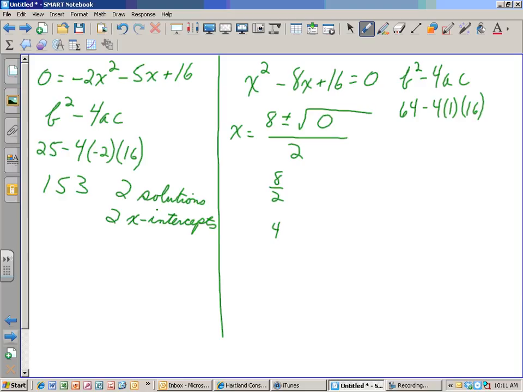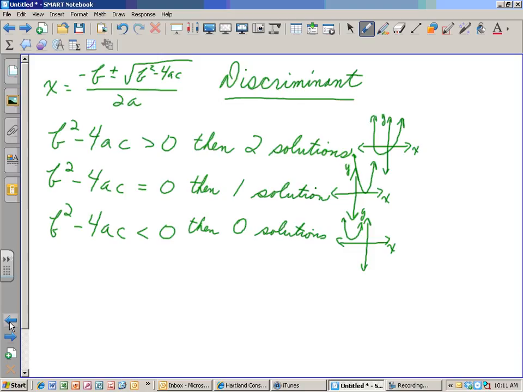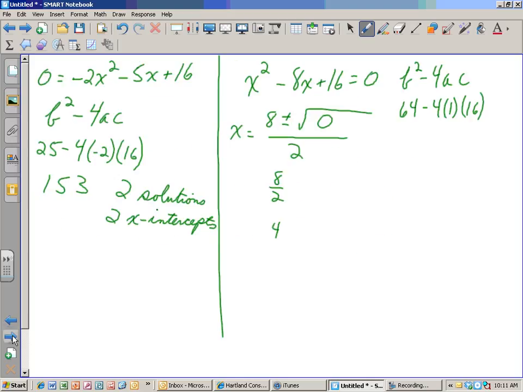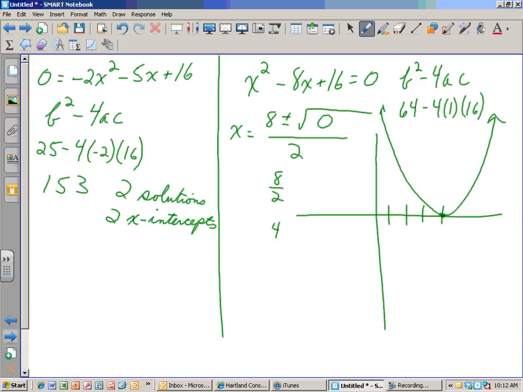Only one answer. If the discriminant is equal to 0, then there's only one solution. That means that that parabola is just going to touch. Luke, does this parabola open up or down? Does this parabola open up or down? It opens up. And it's just going to touch at 4. So that parabola will come down and it'll look something like that. Okay? If the discriminant is 0.